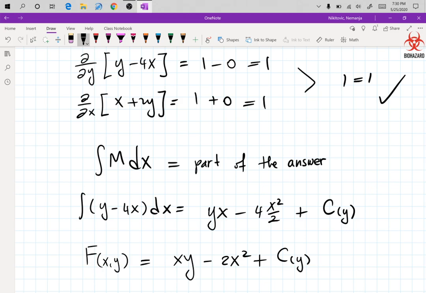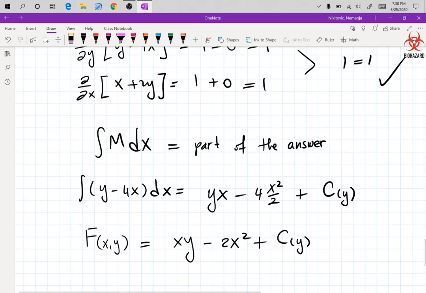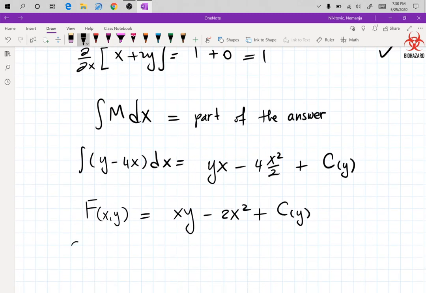So this is a partial answer, right? You see how I said part of the answer? Because we are still wondering what this is. Most of the answer is already there. We have all of this mess. So all I need to do is figure out how much is c of y. Now, how am I going to do that? Well, I'm going to take the partial derivative of f with respect to y and equate that to n. And that will give me a new equation to solve.